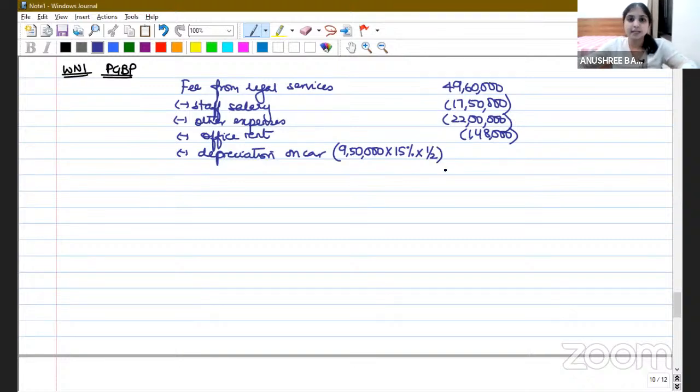I would have definitely put the asset to use for less than 180 days. Hence, I will get only half the year's depreciation. So come on, do the math. What is the depreciation? Do you get 71,250? Yes. See, the way I'm solving the question, this is exactly how you should do it in the examination.